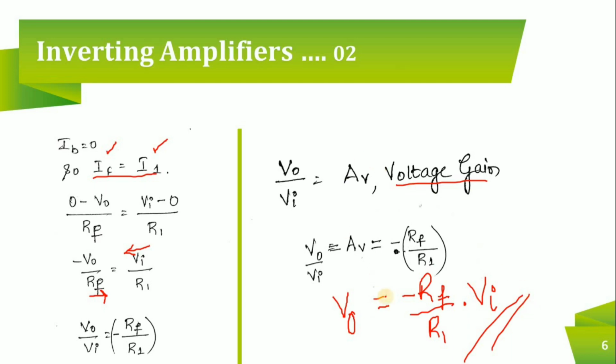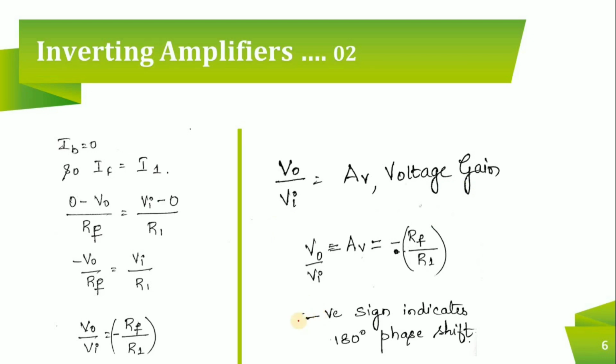So what is the importance of the negative sign here? The negative sign indicates you have a phase shift of 180 degrees at the output. If you have a negative sign, it indicates that you have a 180 degree phase shift. That is, if you have a sinusoidal signal at the input, you will get an inverted signal at the output. So this is the amplified version.